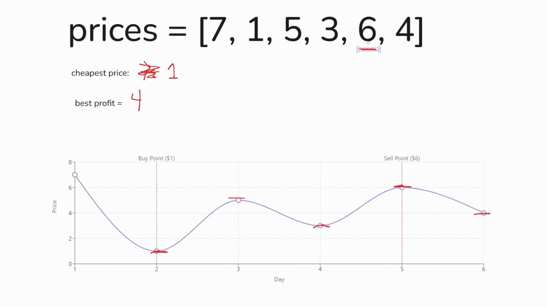And then we're going to say, okay, now we've seen that the price is actually $6 on day 5. So we're saying, okay, what is the cheapest price? 6 is still greater than 1, so the cheapest price still stands at $1.